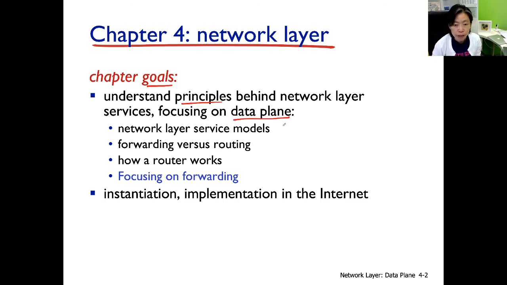So in the overview section, we're going to talk about the service models possible for these network layer services. And we'll talk about the main functionalities that people implement in the network layer: forwarding and routing. We'll talk more about these. And we'll be spending some time here talking about the architecture of a router and how packets travel through a router. And the rest of the chapter will be spending a lot more time talking about forwarding of packets generally, as well as how it's implemented and how it's working on the internet.